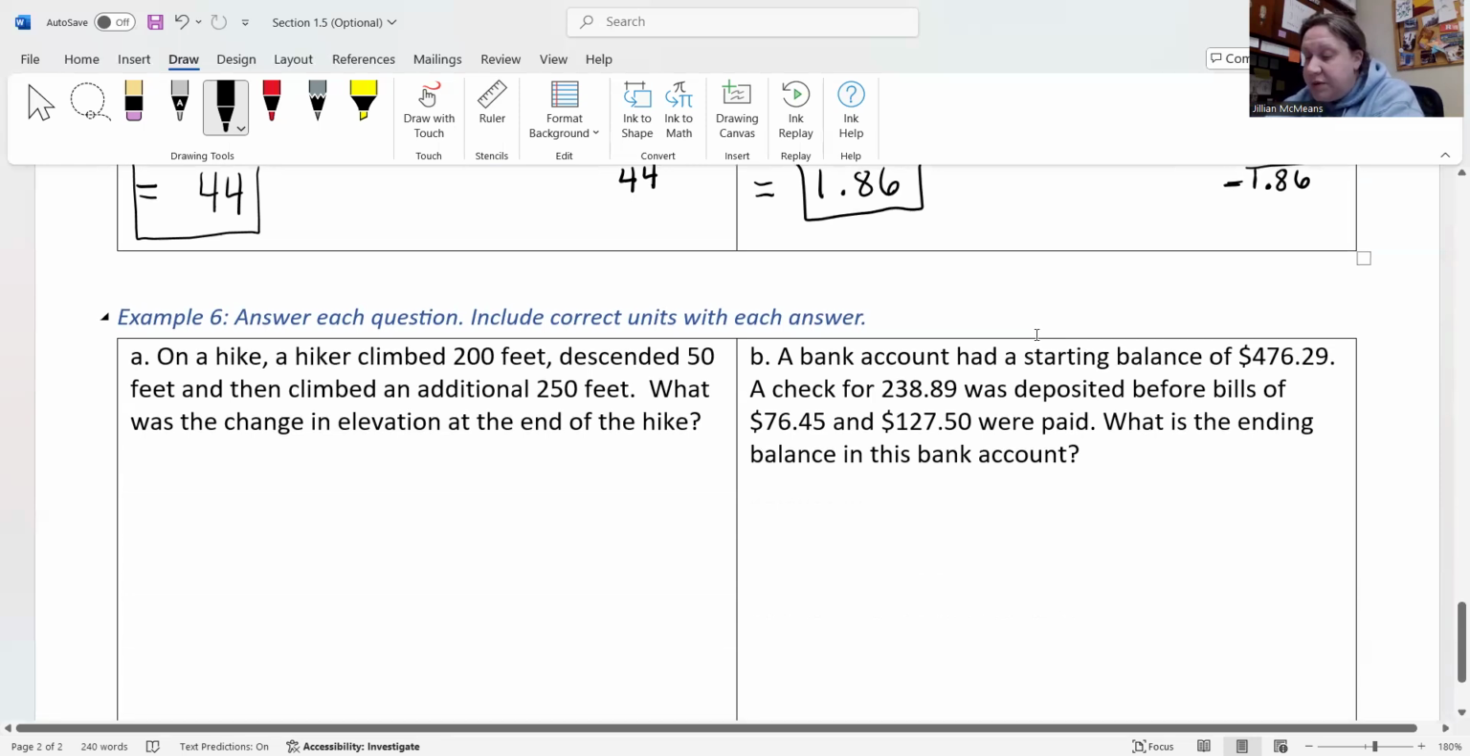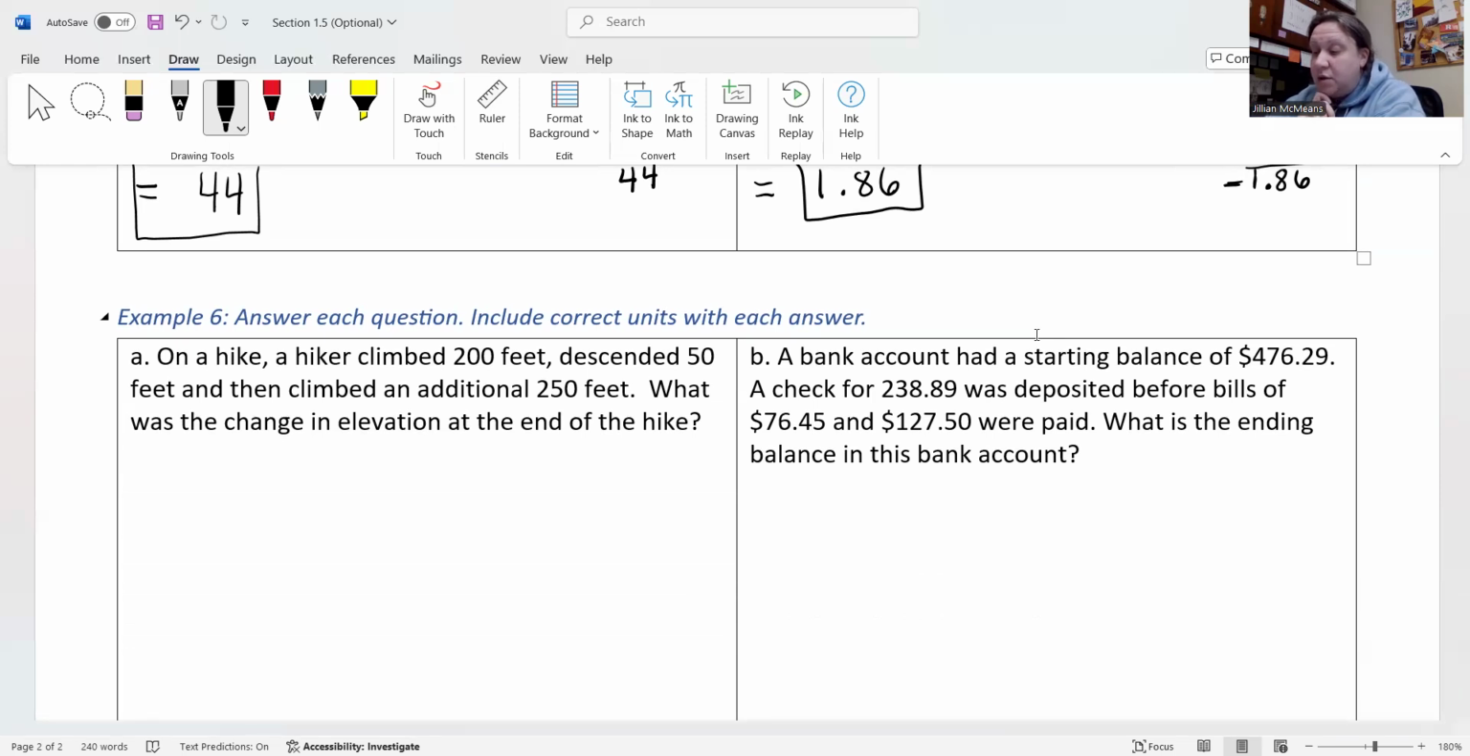Example 6 says answer each question, include correct units with each answer. So on a hike, a hiker climbed 200 feet, descended 50 feet, and then climbed an additional 250 feet. What was the change in elevation at the end of the hike? Well, the hiker went up 200 feet. They then went down 50 feet, so we add negative 50. And then from there, they hiked an additional 250 feet in elevation. So to solve this problem, we take 200 plus negative 50 plus 250, and then we just simplify that.